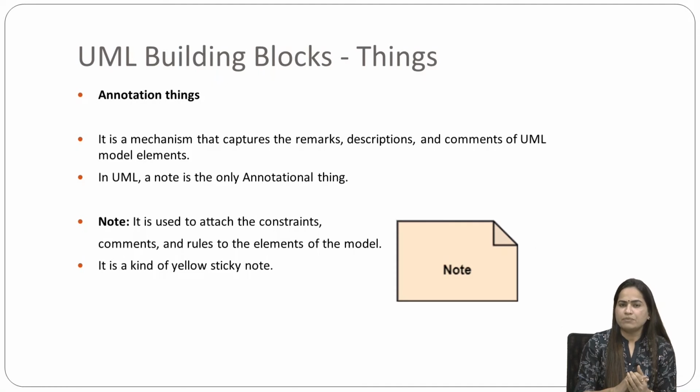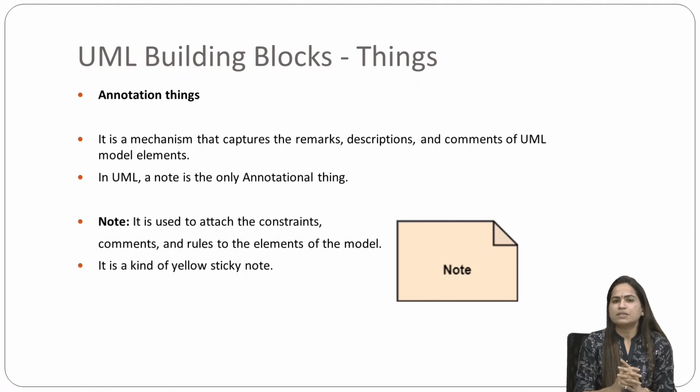Then after that we have the fourth one, that is annotation things. It is a mechanism that captures the remarks, descriptions and comments of UML model elements. In UML, note is the only annotational thing. A note is used to attach constraints, comments and rules to elements of the model.